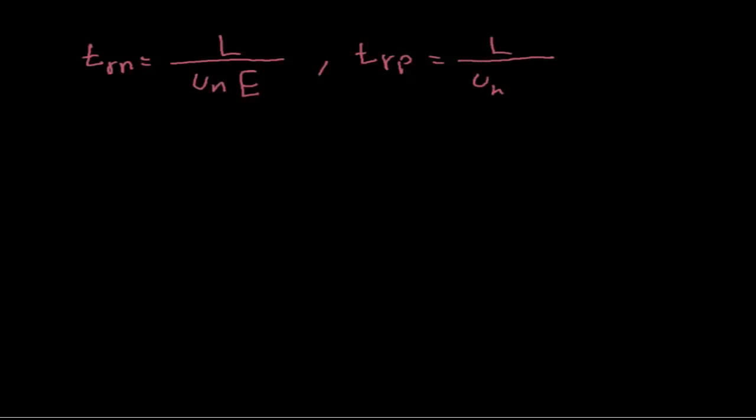The transit time has its own formula, which is T_Rn equals L over mu_n E. This is for the electron, and for the hole, T_Rp equals L over mu_p E. So when the electric field increases or the mobility of the electron increases, the transit time decreases, and when L increases, and by the way L here is the length of the device, the transit time also increases.